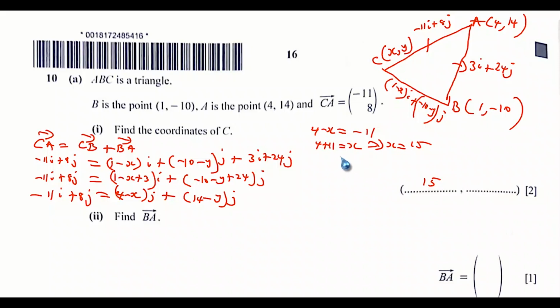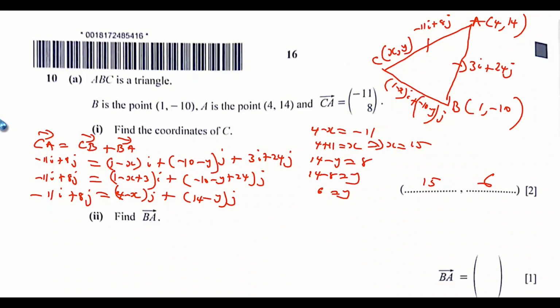Also, we can say that 14 minus y equals 8. That is this one. So that means 14 minus 8 equals y. Then you can say 6 equals y. So that means y equals 6. So the coordinates of point C will be 15, 6.